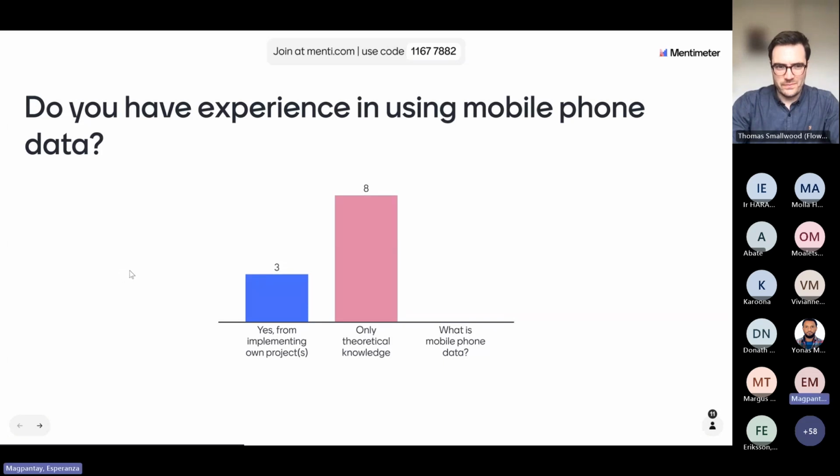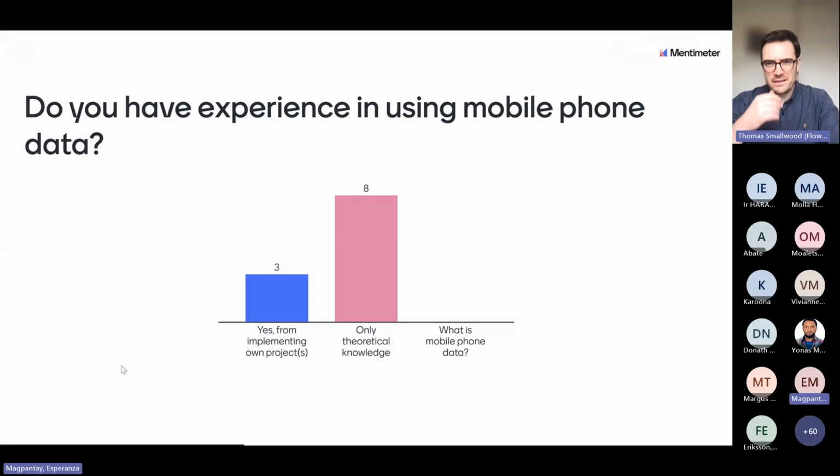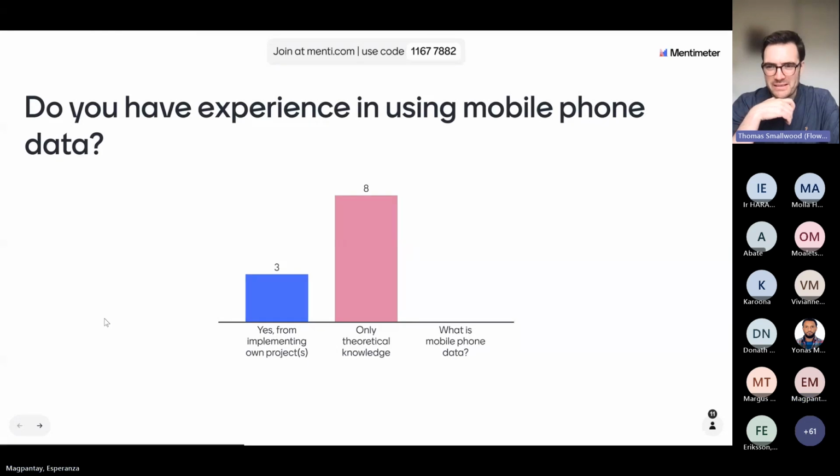I think we have around 60 participants, so we are waiting to see the rest join. We'll give everyone maybe another minute to allow people to join. Yes, the website is menti.com. The code is on the screen or it's in the chat. I encourage as many people as possible to interact with the polling if possible.